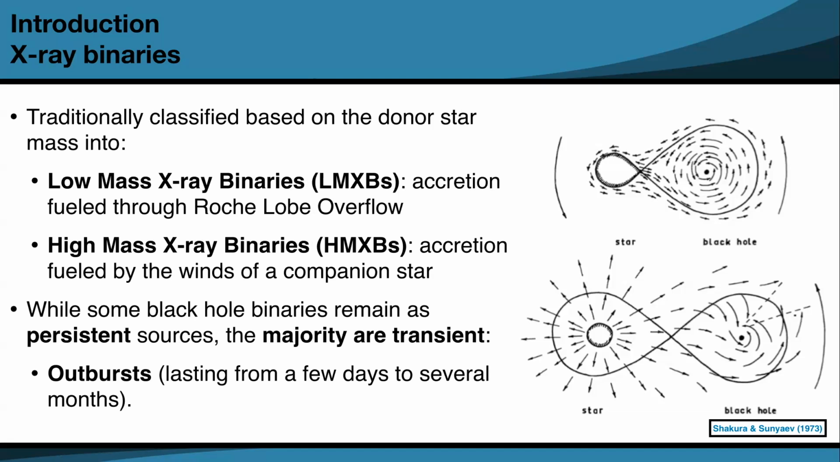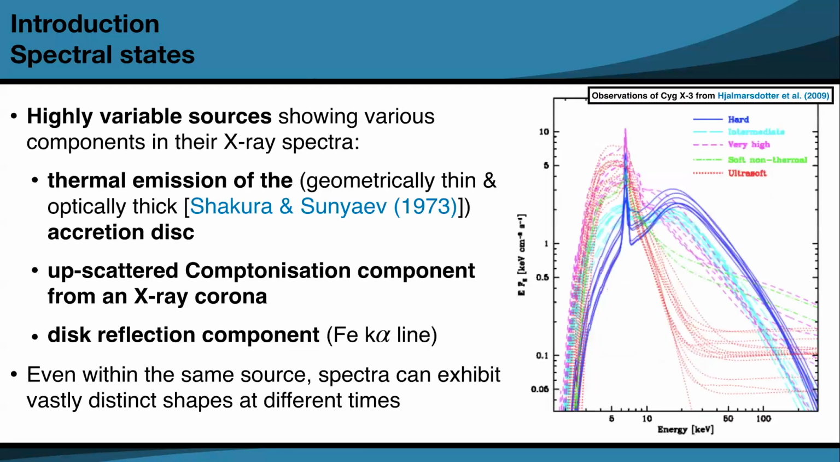Black hole binaries are usually transient objects. There are some exceptions, but most of them are usually found in a very low luminosity state, a quiescent state, for most of the time. And so they are not observable unless they go into outbursts. These outbursts are characterized by a large increase, by several orders of magnitude, of the luminosity of the object, and can last from a few days up to several months. So these sources are typically highly variable. Their X-ray spectrum is usually characterized by three different components, which give different contributions depending on the source and the time of observation.